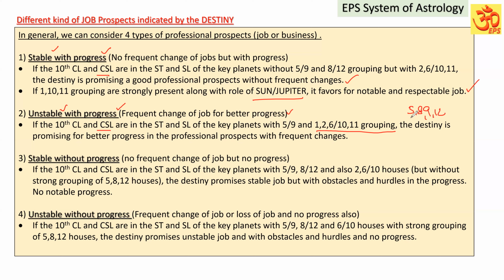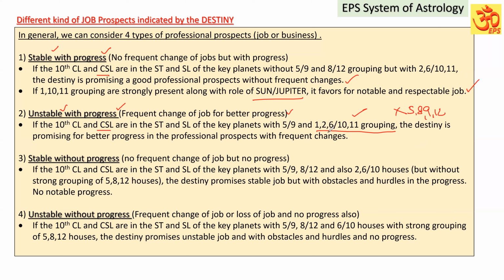Because favorable is also present and no unfavorable groupings are present. The first one is stability, no change, but with progress. Here it is unstable because of the changes. Here there is no 5, 9, 8, 12, only favorable. Here, unstable because 5 and 9 along with the favorable grouping is present. Sometimes, as I said, the 8th house or 12th house also can play a role, but the grouping will not be strongly on the unfavorable side. Favorable will be very good. I think you're able to understand.